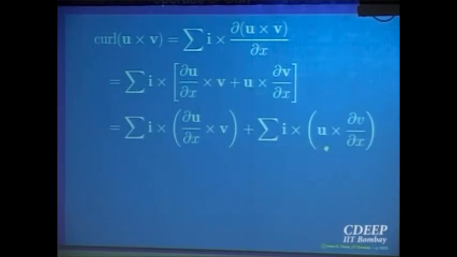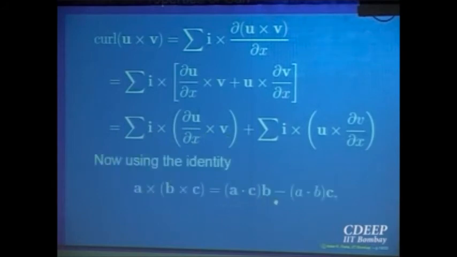So this is what we get by using the symbolic representation for the curl and using the fact that differentiation with respect to one variable of the cross product behaves like the ordinary product rule. And now we are going to use the formula for the triple cross product, a cross b cross c. We'll use the triple product formula that a cross b cross c is equal to (a dot c) b minus (a dot b) c. So we'll use that.